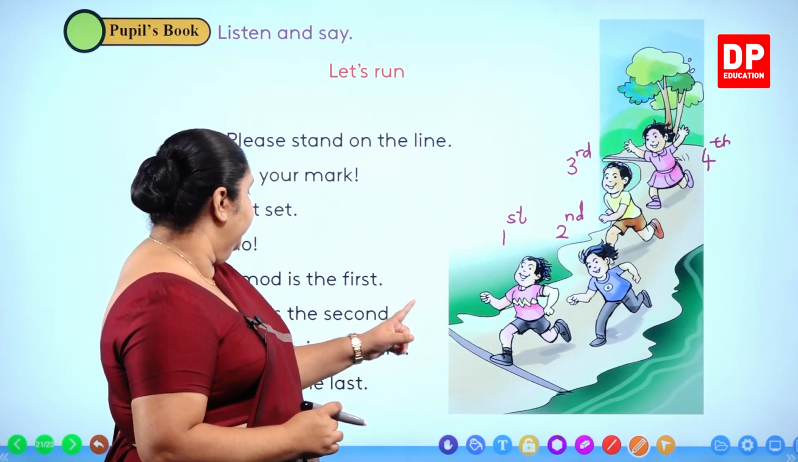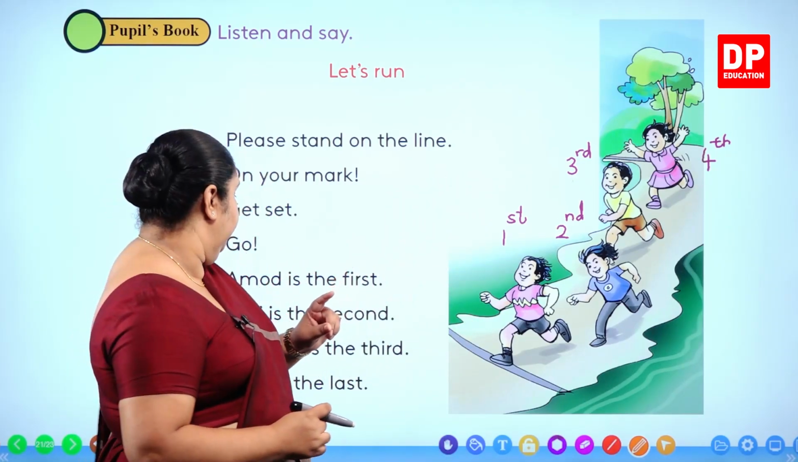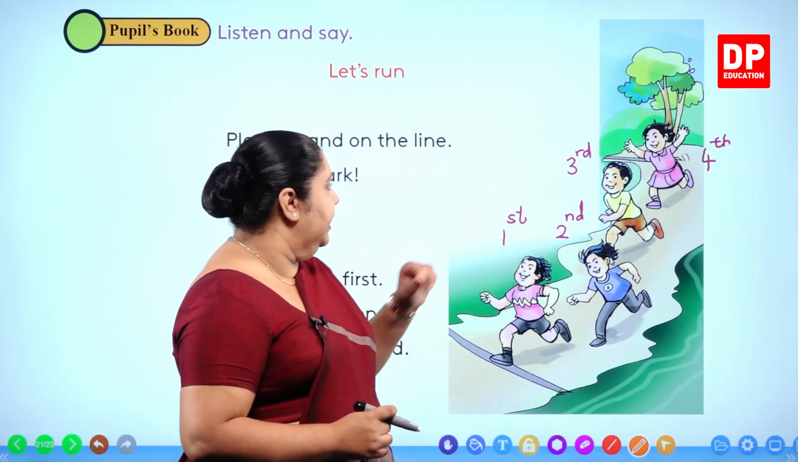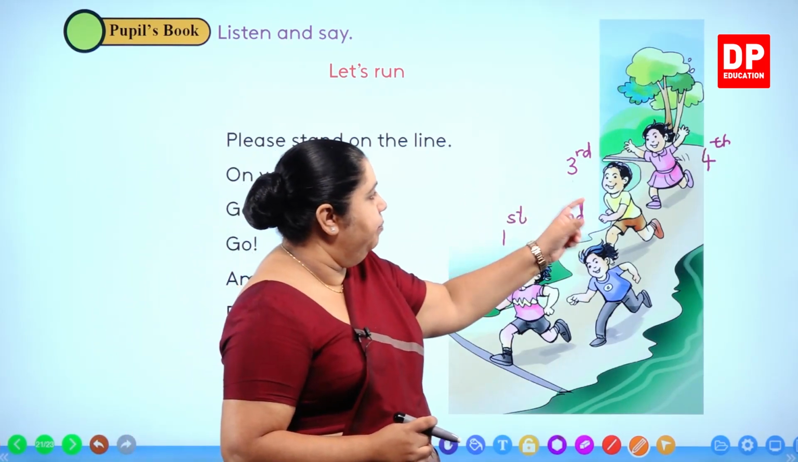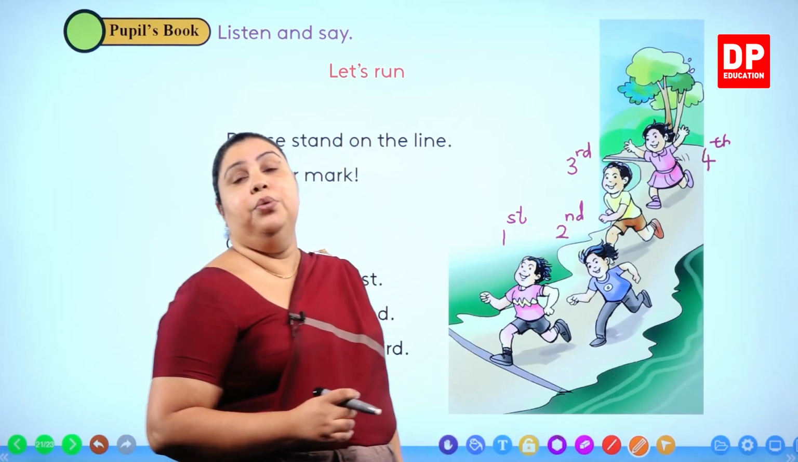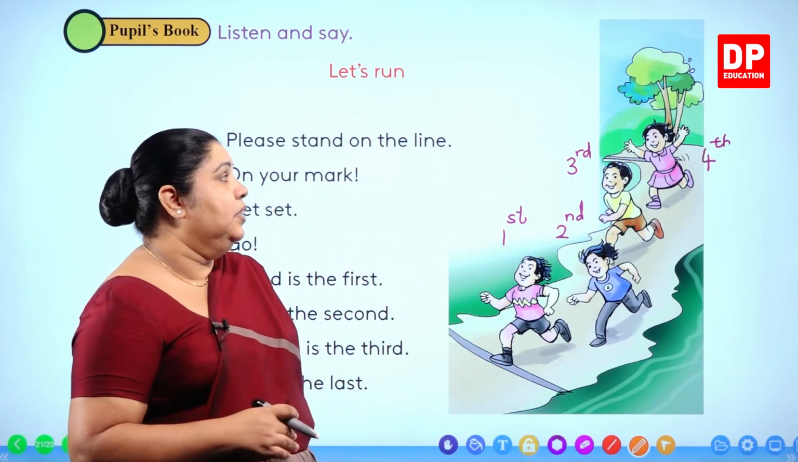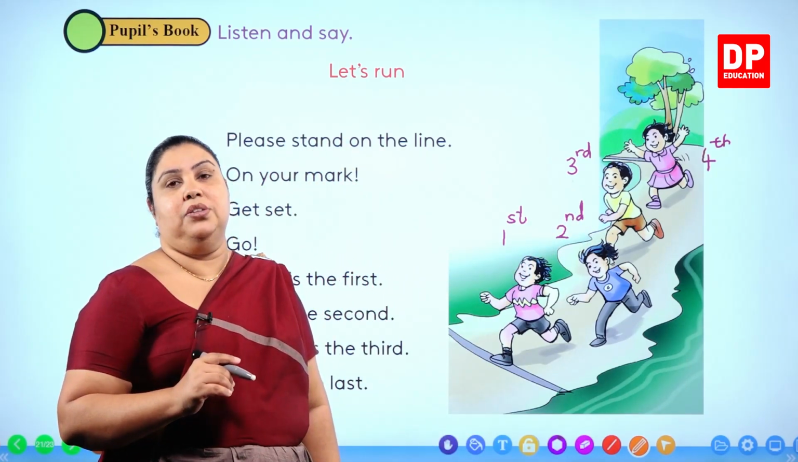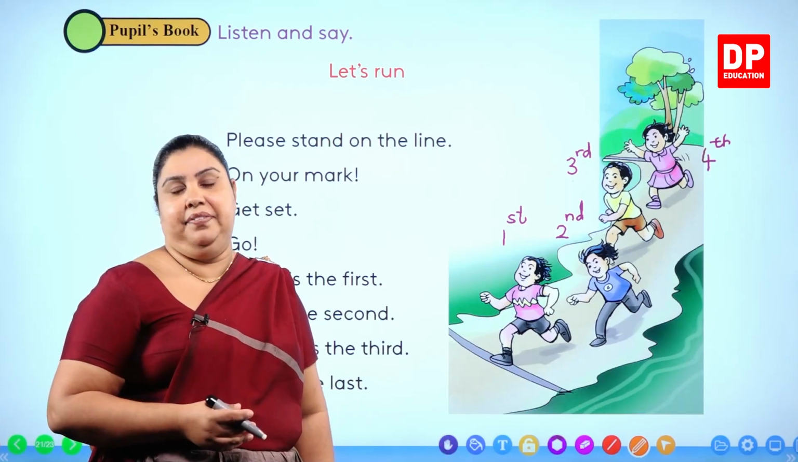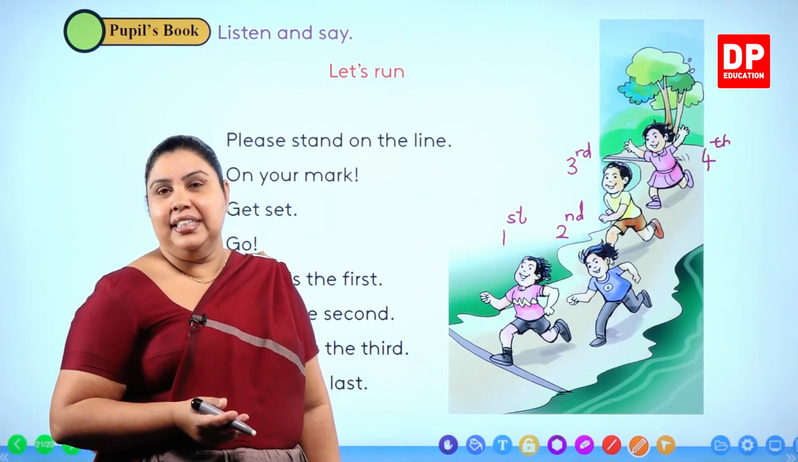So who came first? Amod came first. Rasi came second. Himara came third. And Dinu came as the last. So I think now it's easy for us to complete our workbook activities. Shall we move on to our next slide now?